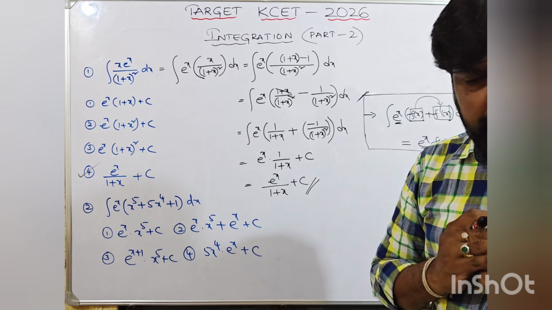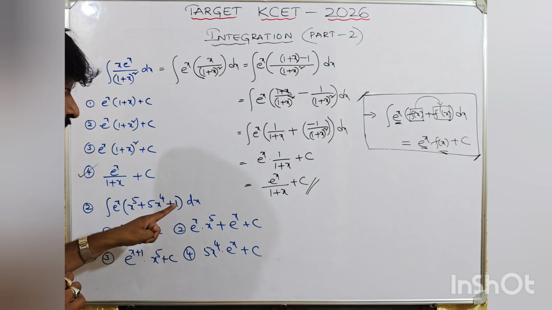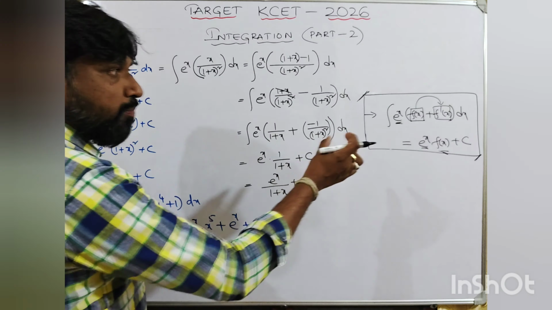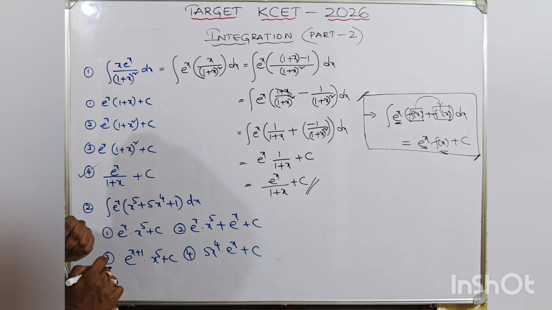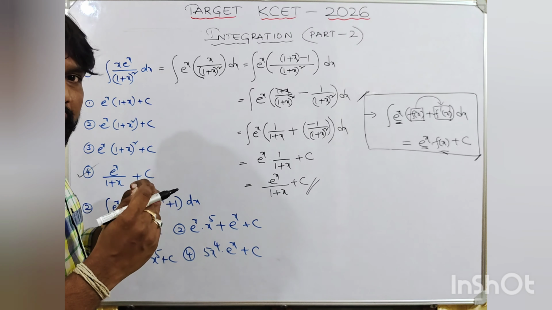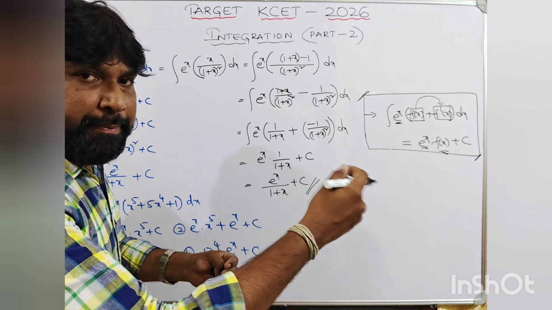Can I move to one more question? Look carefully: integral e power x into x power 5 plus 5x power 4 plus 1 dx. According to the formula, you need only 2 terms, but here there are 3 terms. So what to do? Which 2 terms are required for you? Keep those there. The one that is not necessary, write down separately.